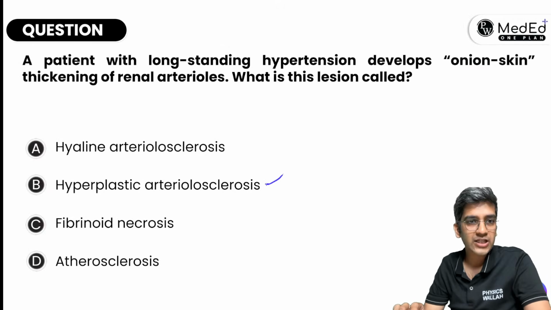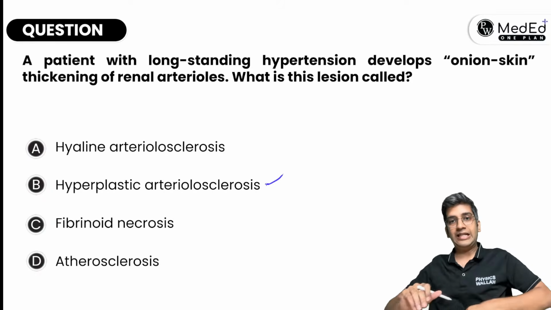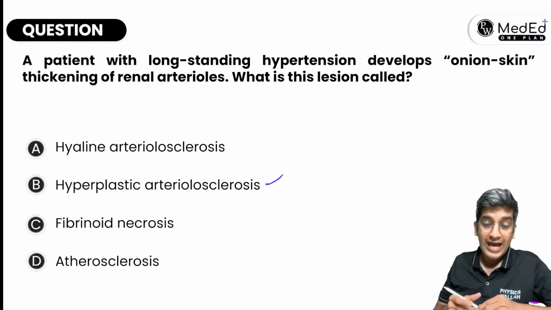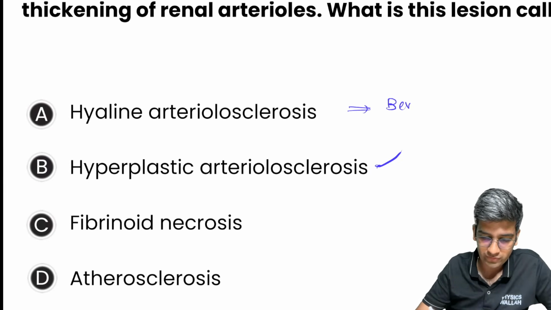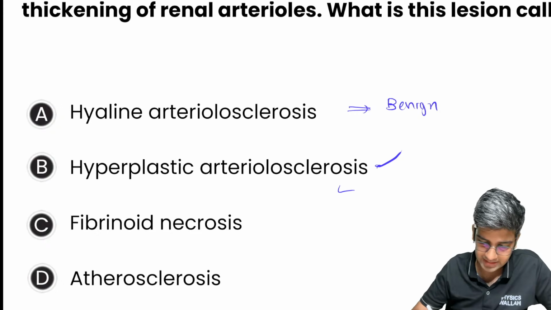Okay, this is classically seen in case of malignant hypertension, right? Hyaline arteriosclerosis is something which is seen in benign hypertension. Fine. Sorry for the glitch. And this is seen in case of malignant hypertension.